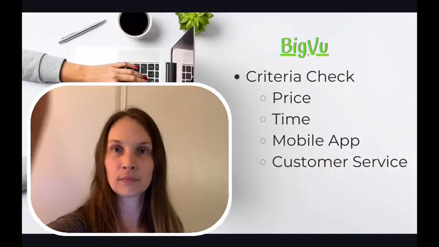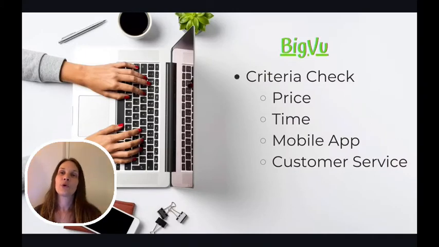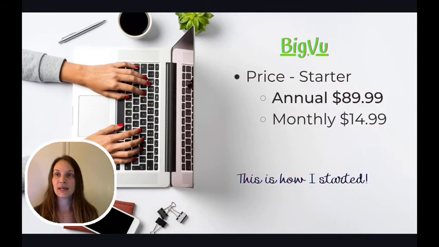Okie dokie. So from here, we're going to move back into learning more about BigView. Now we're going to go through the criteria check for BigView. So, price. The price is $89.99 and I pay this annually. I am on their starter package. If you want to pay month to month, it's $14.99.